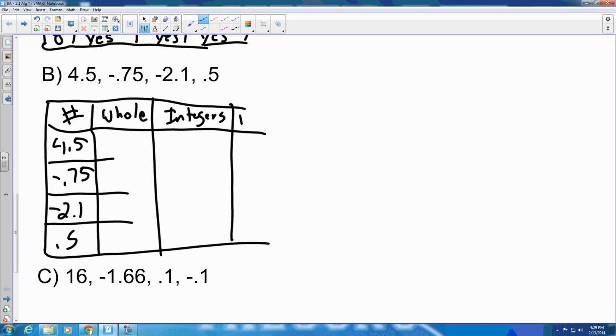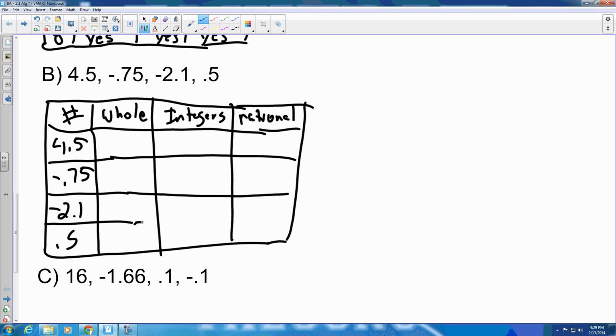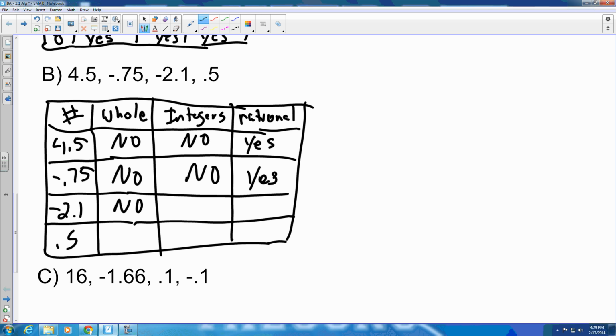And I have rational numbers. So we got little boxes and go from there. So 4.5: whole numbers is no, integers is no, but rational numbers is yes. Same thing goes here. We've got no, no, yes. We have no, no, yes, and no, no, yes.